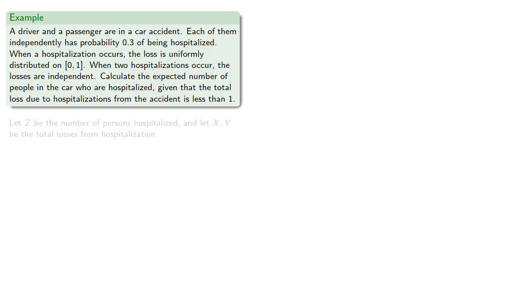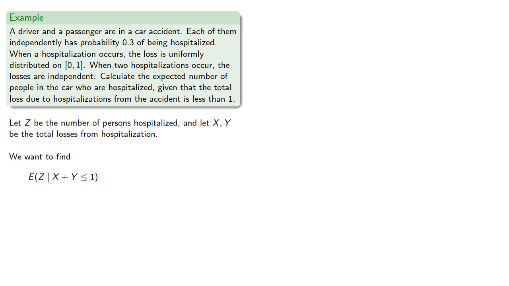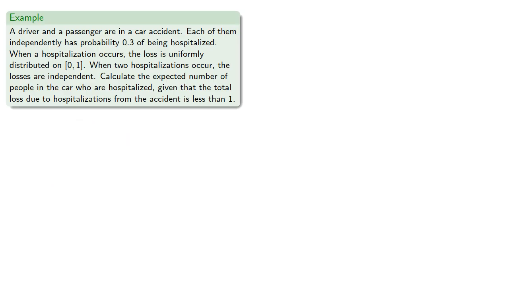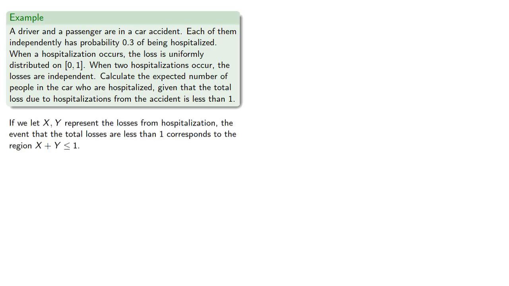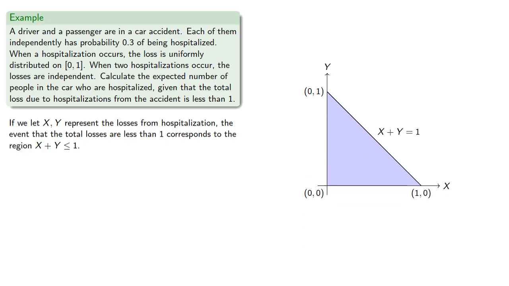So let z be the number of persons hospitalized and x and y be the total loss. We're going to find the expected value of z given that the sum is less than or equal to 1. Now let's think about this. If we let x and y represent the losses from hospitalization, the event that the total losses are less than 1 corresponds to the region where their sum is less than or equal to 1, and we need that probability.